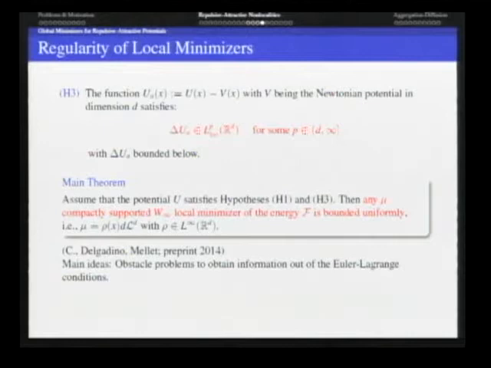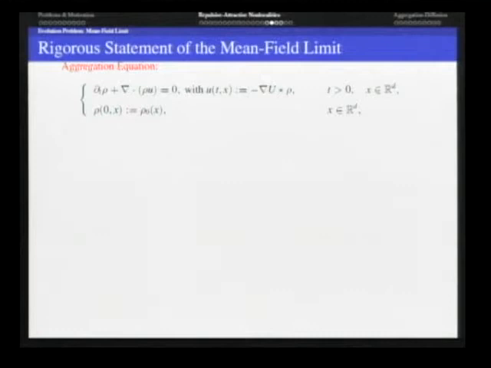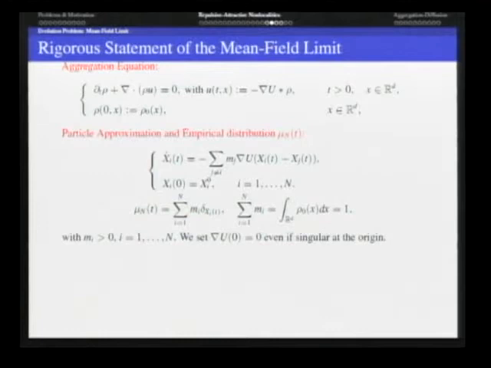Okay, so all of that was about the stationary case. But let me tell you what we know a little bit about the evolution problem. In fact, for the evolution problem, we know much less, and I will explain a little bit why. As I said in my first slide, the aggregation equation can be seen as the mean field limit of the first order particle system. As usual, the more rigorous way of talking about the mean field limit is through the first order particle system.